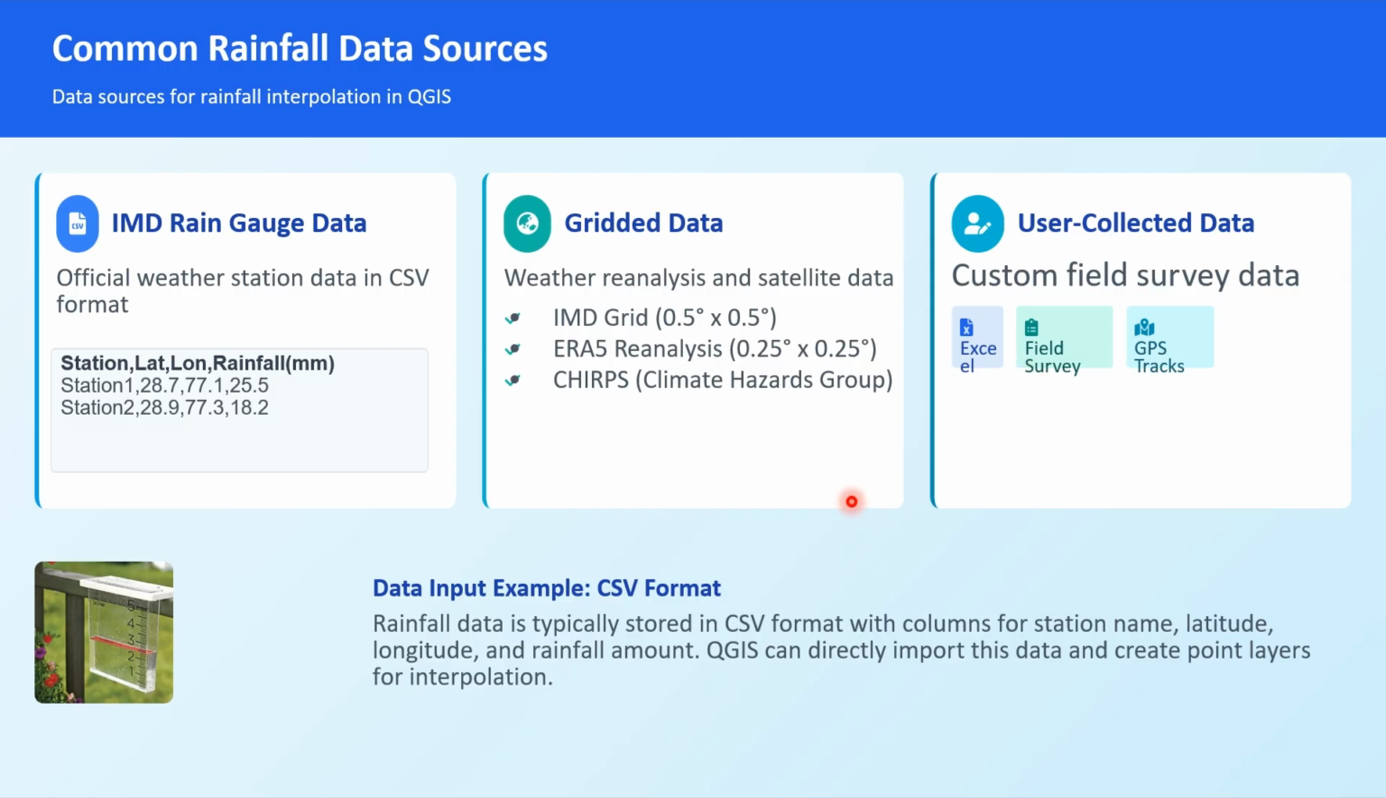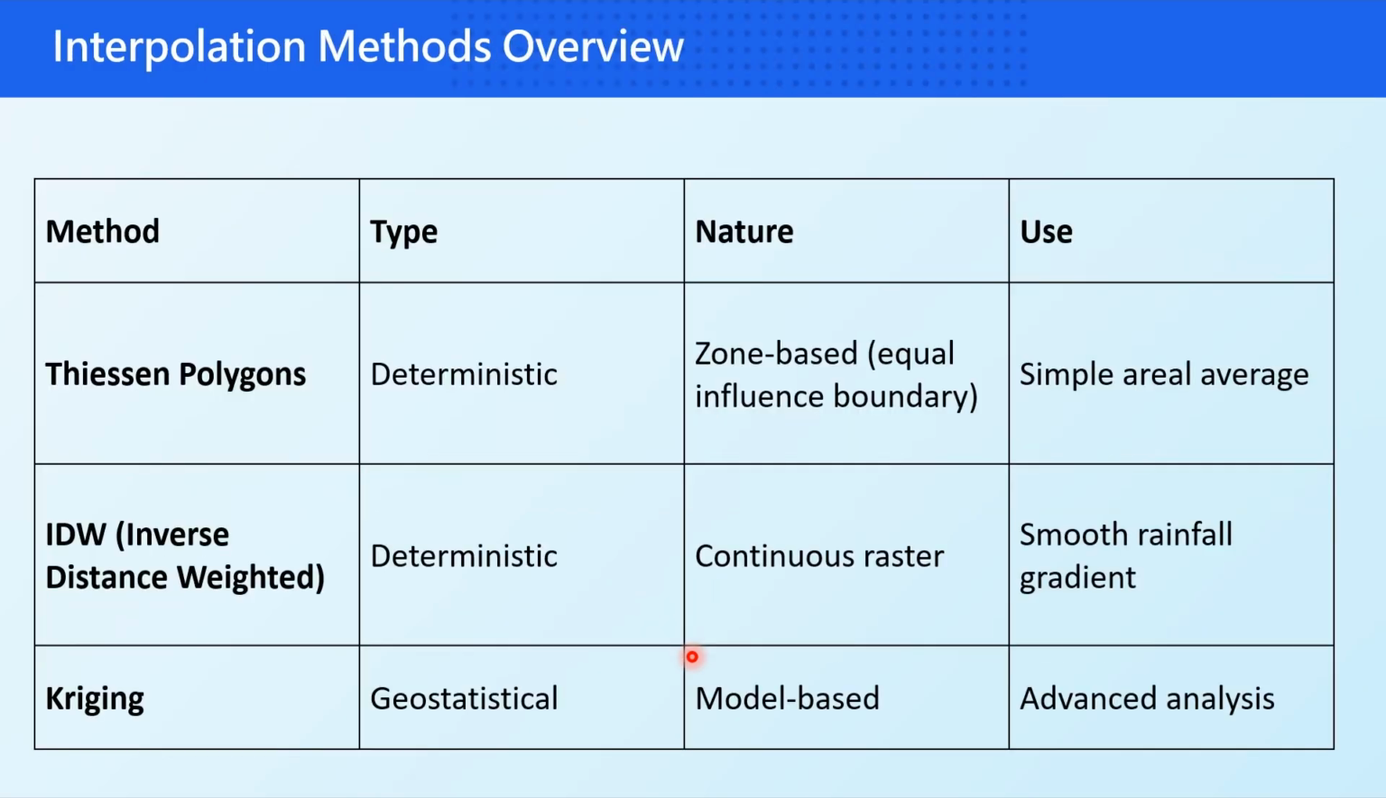In this particular case, we are going to utilize a rainfall data set, which is stored in the CSV format, and which includes the station name, latitude, longitude, and rainfall amount. And the advantage of QGIS is that it can directly import such kind of format. So there are various types of interpolation methods.